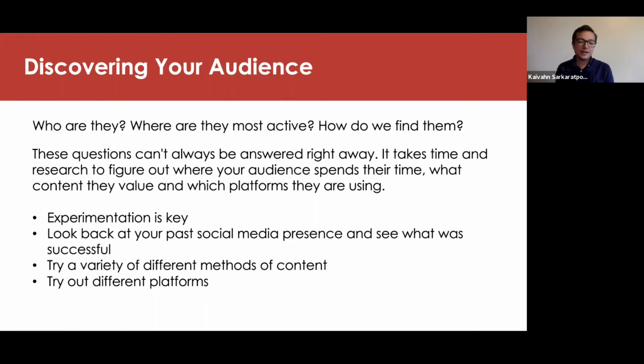As you know, there's not always one method, and experimentation is key. So figuring out what works and what doesn't work by trying different methods, whether that's posting videos, posting images, doing polls or things like that. There's lots of different ways to engage your audience. Looking back, a lot of people probably already have some sort of social media presence, and you can see which of your posts were most successful. A lot of websites like Facebook and Instagram have insights or analytics that will break down for you who's looking at your content, when, where, and how long. So there's lots of different ways to figure out who is looking at your content and who that audience is.